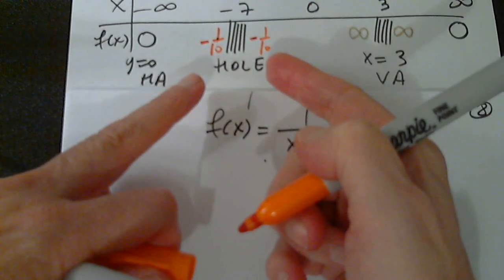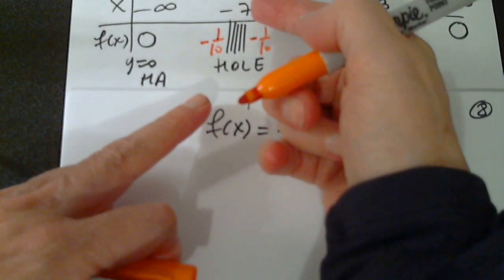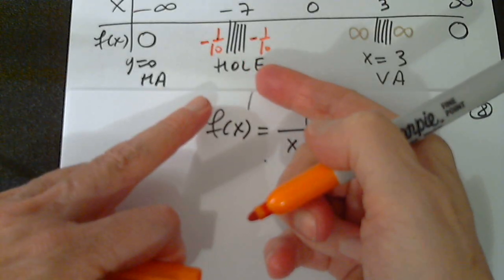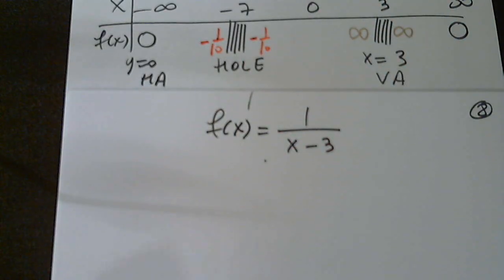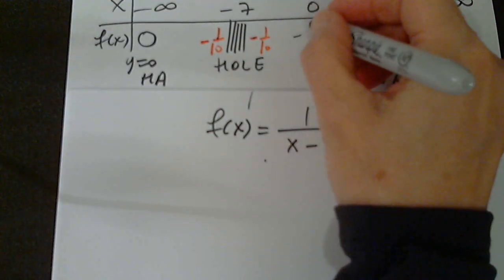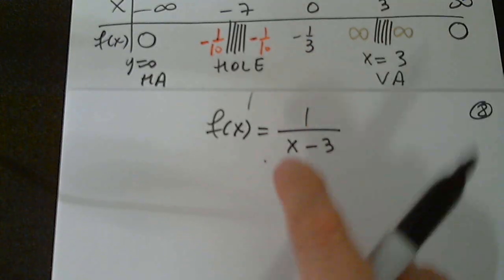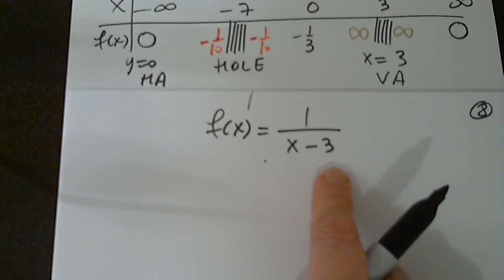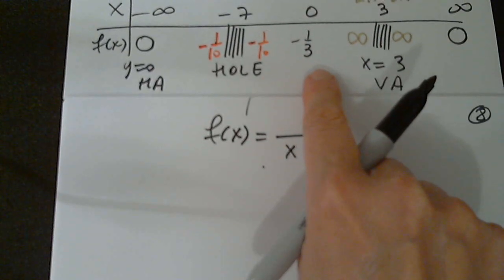Very difficult to plot something like this. How do I plot -7, comma -1 over 10? We'll make it happen, no worries. Okay, then I have to plug in 0, and I get negative 1/3. 0 minus 3 is negative 3, negative 1/3.